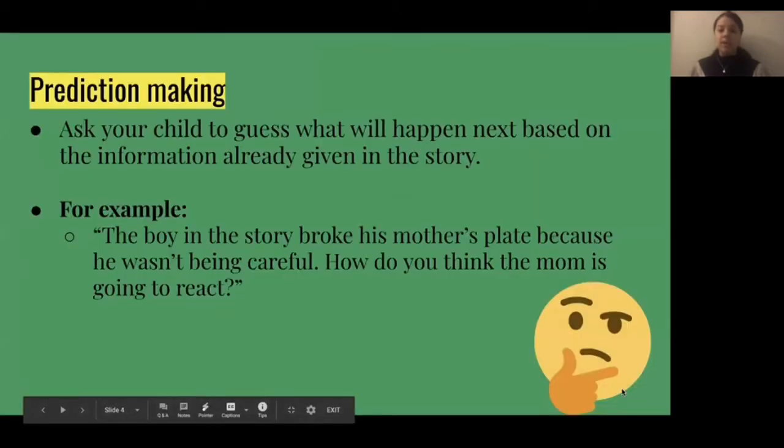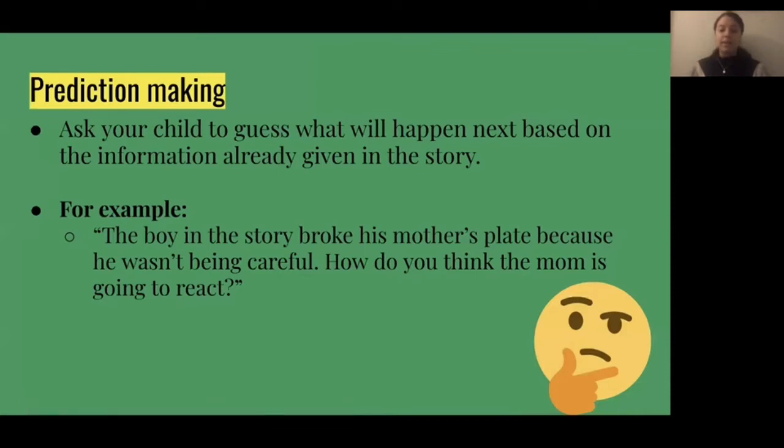One way to check for understanding is to ask your child to make predictions. Ask your child to guess what will happen next based on the information already given in the story. This not only checks for understanding of the events that have already occurred, but also helps develop critical thinking and analysis skills. For example, you can ask your child something like this. The boy in the story broke his mother's plate because he wasn't being careful. How do you think the mom is going to react?